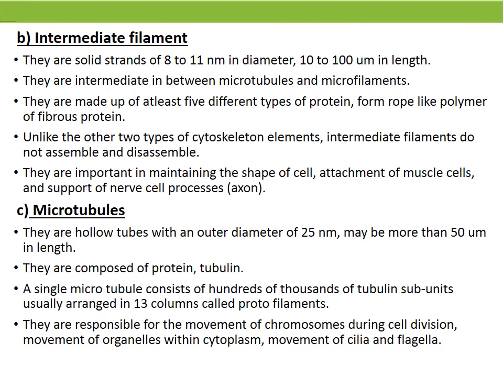Intermediate filaments. Intermediate filaments are one of three types of cytoskeletal elements. The other two are thin filaments, actin and microtubules. Frequently, the three components work together to enhance both structural integrity, cell shape, and cell and organelle motility. Intermediate filaments are stable and durable. They are important in maintaining the shape of the cell, attachment of muscle cells, and support of nerve cell processes, axons.